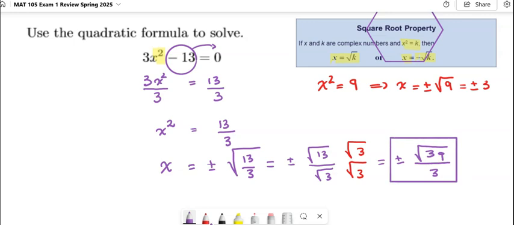And if you are looking for a solution set, the solution set will be minus radical 39 over 3 or radical 39 over 3.